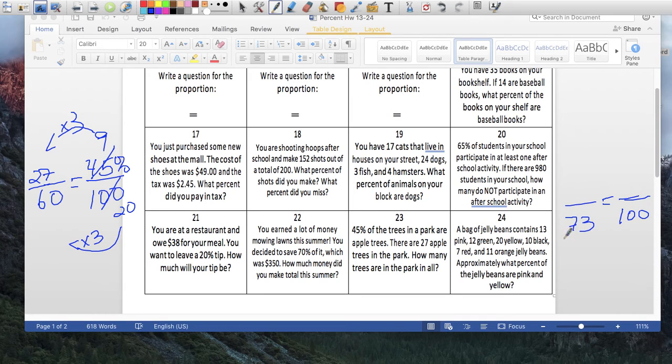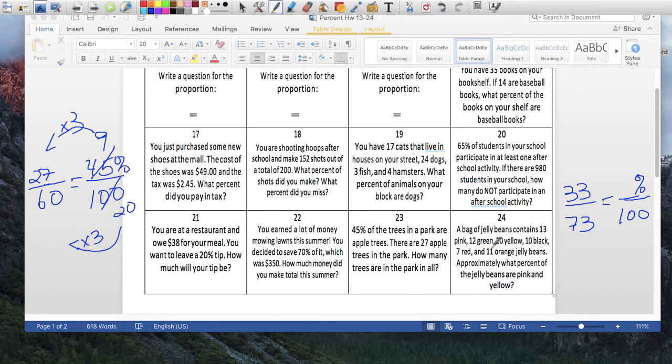And we want the ones that are pink and yellow. Where's pink? Oh, pink is 13. Yellow is 20. So 20 plus 13 is 33. 33 out of 73 are pink and yellow. What percent would that be? Is there a relationship here?